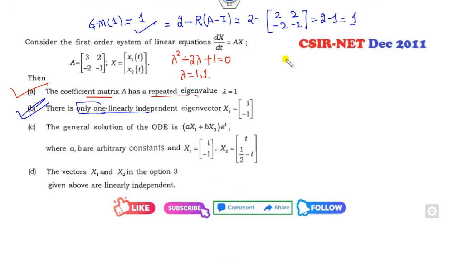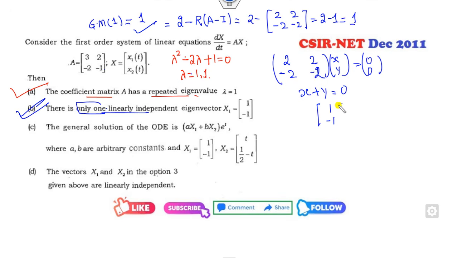Or you can find the eigenvectors. A minus lambda I times x comma y is equal to 0 comma 0. So that means x plus y will be 0. So that means the eigenvector is 1 and minus 1. The general solution of this problem will be here. Now for this eigenvalue, this vector is my v1. Fine. Can you find the v2?